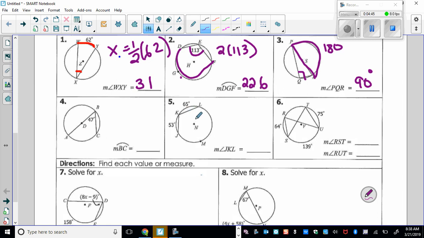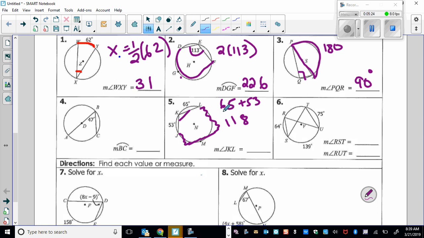Number 5 is kind of tricky because the question is, what is angle JKL? You're looking for this, right? And you have to find what this arc is first. They did not give you JML, but they gave you the other two arcs, which are 65 and 53. So 65 plus 53 gives us 118. Whatever is left over is going to be 360 minus that.